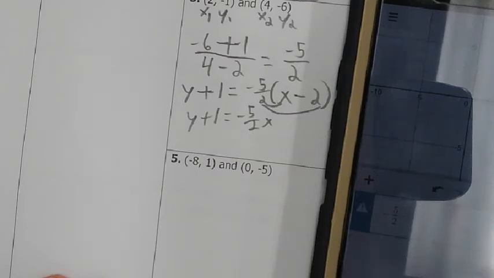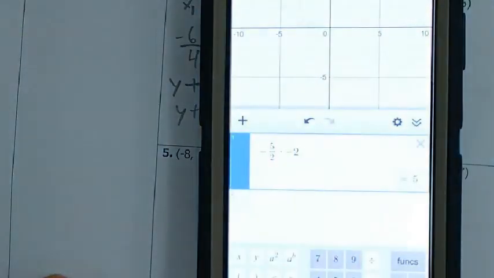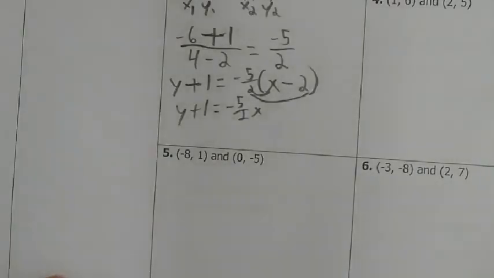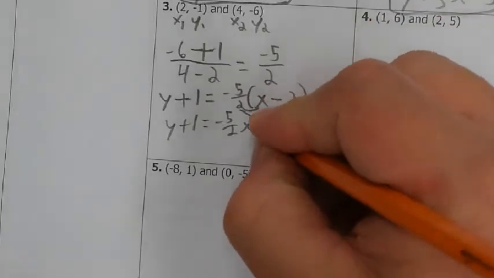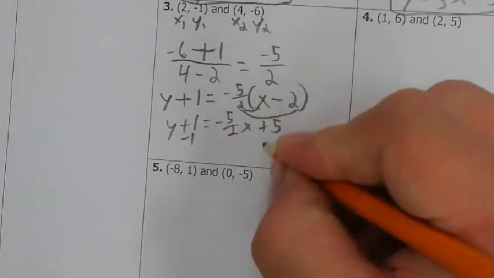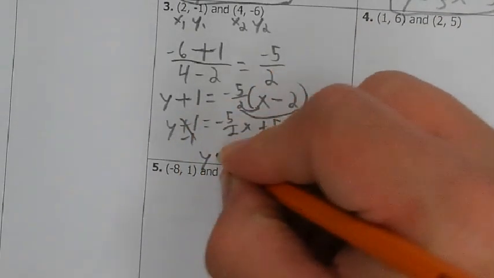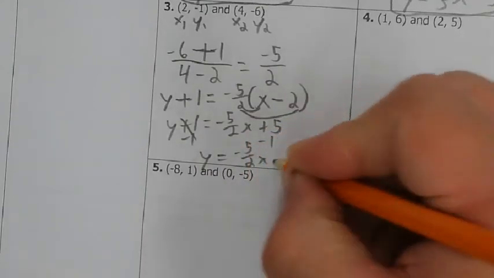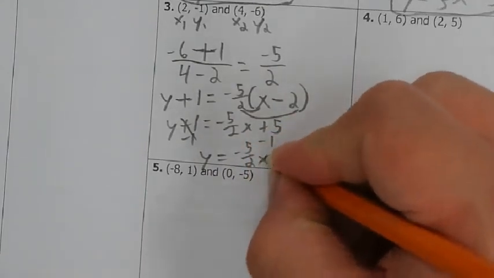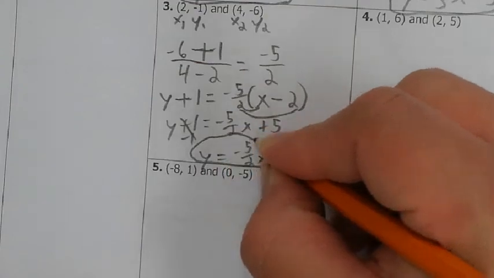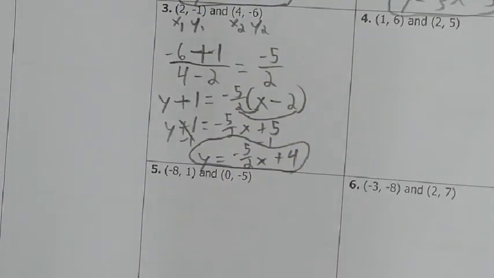Negative 5 halves times negative 2, and you get 5. So plus 5. Then we subtract 1 on both sides. We get y equals negative 5 halves x plus 4. All right, any questions? Okay, go ahead and try 4, 5, and 6 on your own.